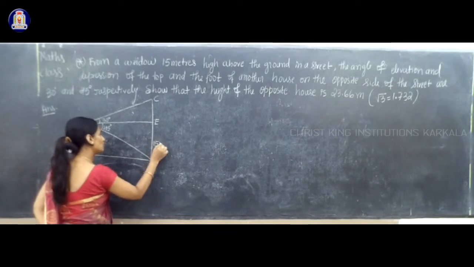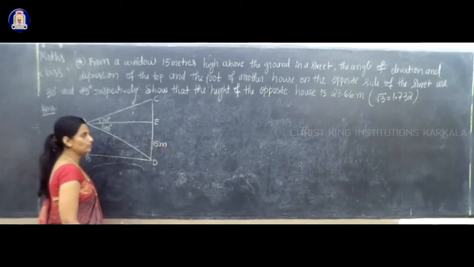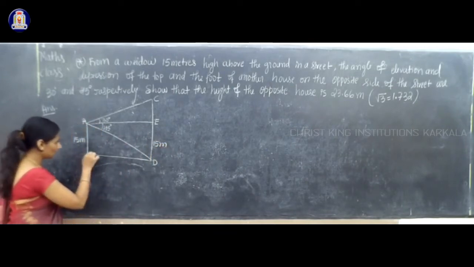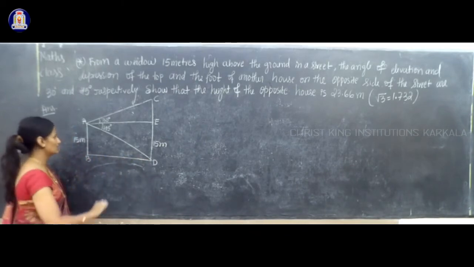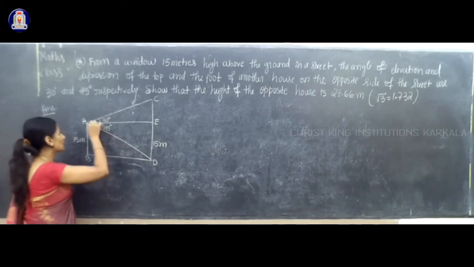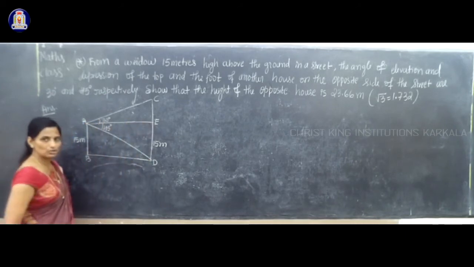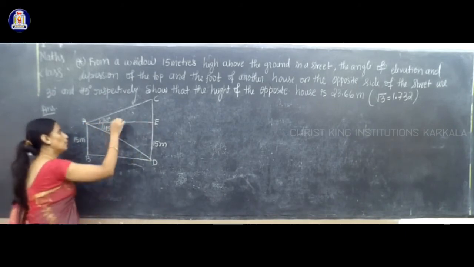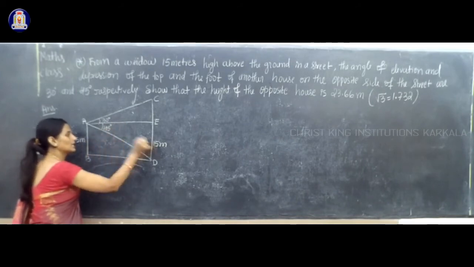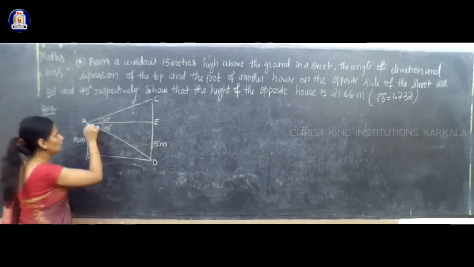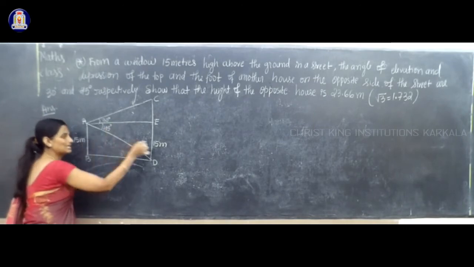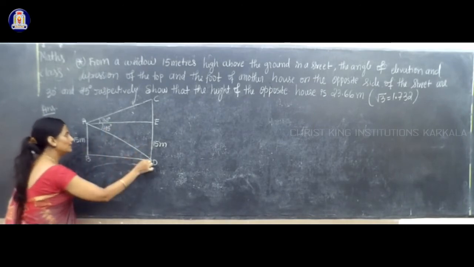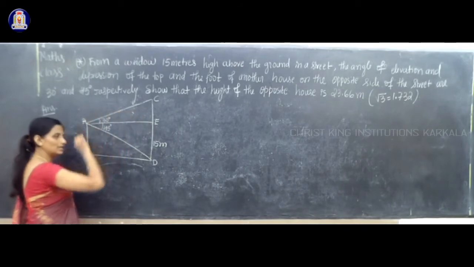ED also 15 meter. Correct now? Now the distance between B and D is not given, so keep it as it is. So BD is equal to AE. Why is it equal? The opposite sides of a rectangle are equal. It looks like a rectangle, so opposite sides are equal. Therefore BD is equal to AE.